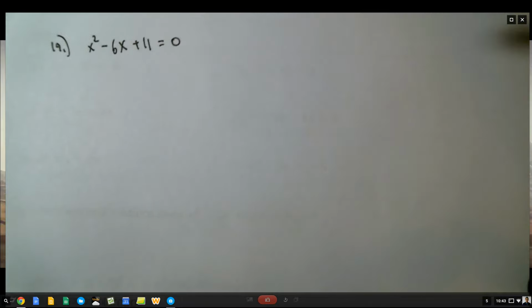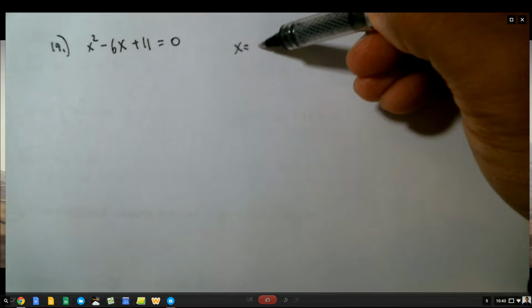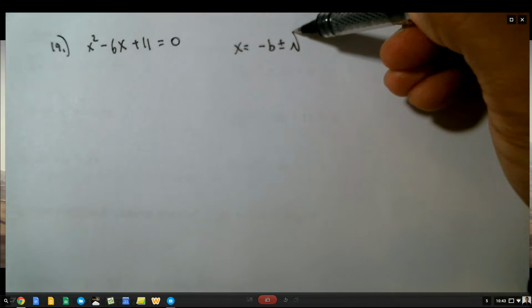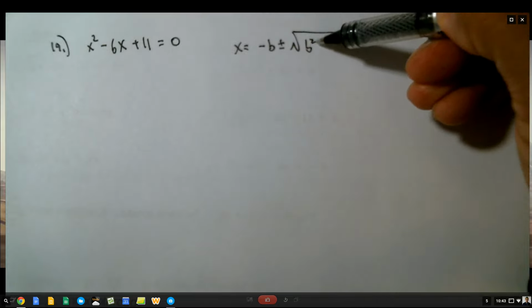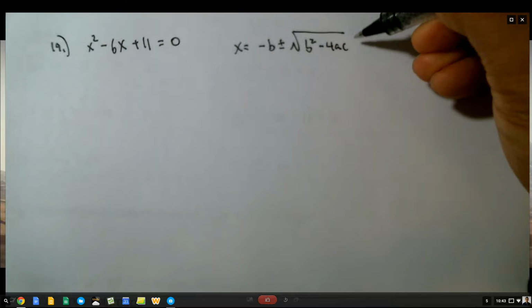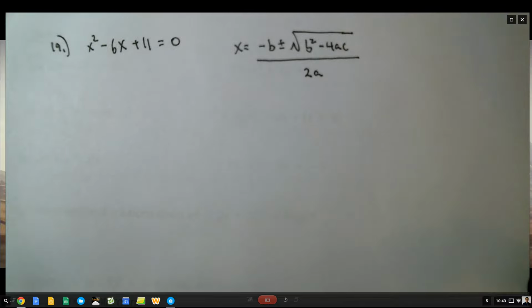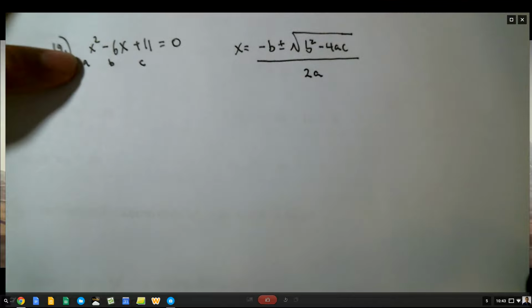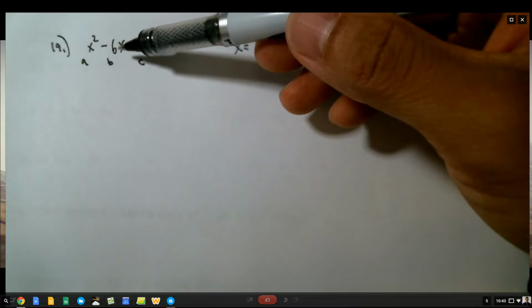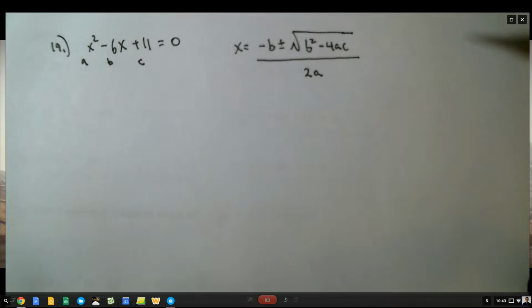We can use the quadratic formula. Once factoring doesn't work, we could plug in the quadratic formula, okay? So let's do that. What is our quadratic formula again? It is negative b plus or minus square root of b squared minus 4ac, and the whole thing is over 2a. And what is this? My a value, b value, c value. So my a value is 1, my b value is negative 6, my c value is 11.